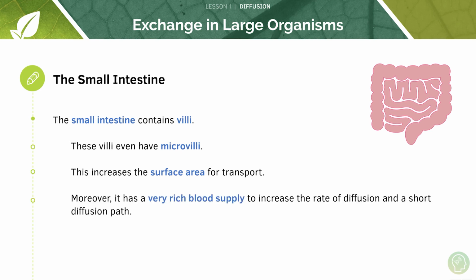So also the small intestine has a very rich blood supply, which increases the rate of diffusion, and that's because if you have more blood gushing past the wall, the concentration gradient is going to be maintained, and therefore that increases the rate of diffusion because it keeps a steep concentration gradient. The small intestine also has a short diffusion path by the walls being very, very thin.